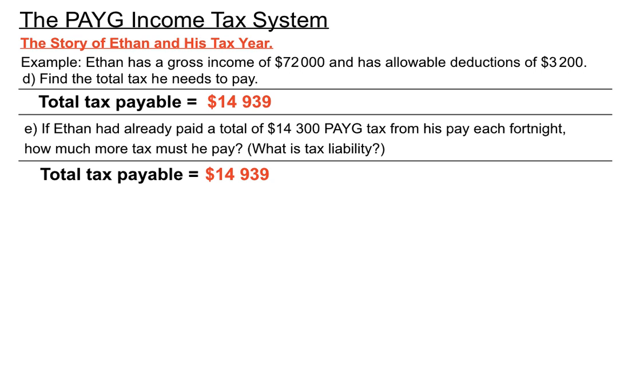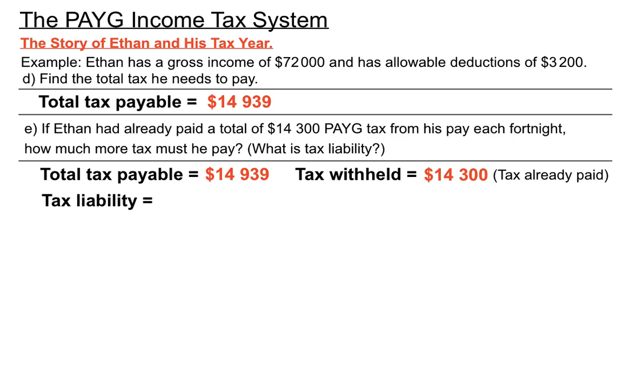So his total tax payable is that, $14,939. The tax withheld, which is the fancy term for all that total of the money that his boss sent to the tax department across the whole year, adds up to $14,300 in the question. And so we'll just go through a simple calculation here. If that's the tax he's already paid, he hasn't paid enough tax, has he? His tax liability will be his total tax payable minus what he's paid already. So we're just trying to find that little last bit of tax that he needs to pay.